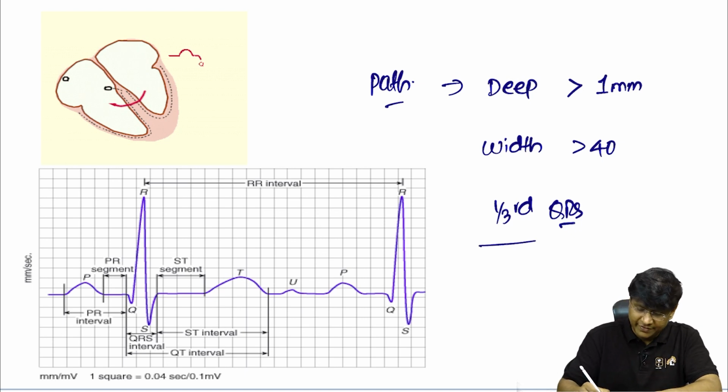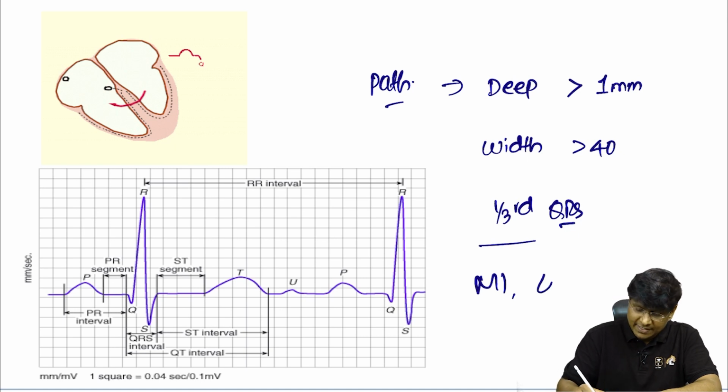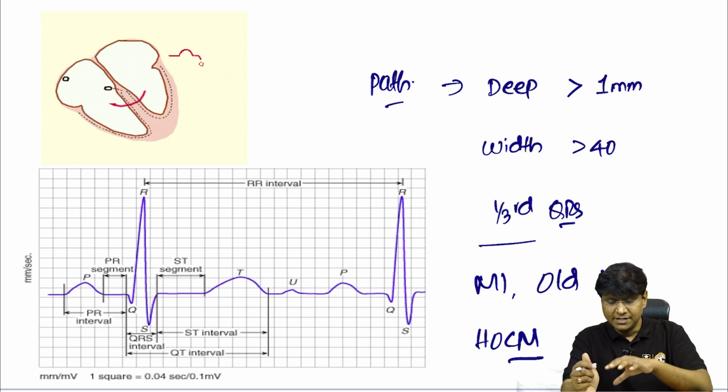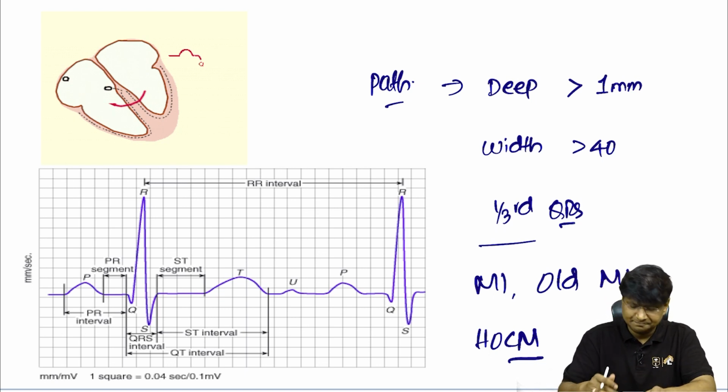Where will you have the pathological Q wave? You will have that in patients with myocardial infarction. You will have that in patients with old MI. You will have that in patients with hypertrophic obstructive cardiomyopathy. You will have the presence of pathological Q wave. So these are the conditions where you have the presence of the pathological Q wave, right?